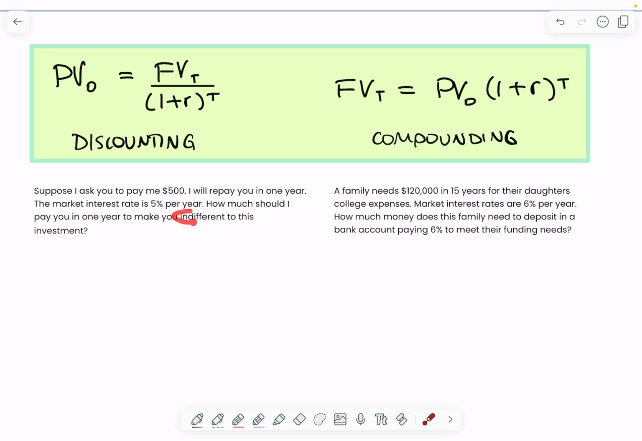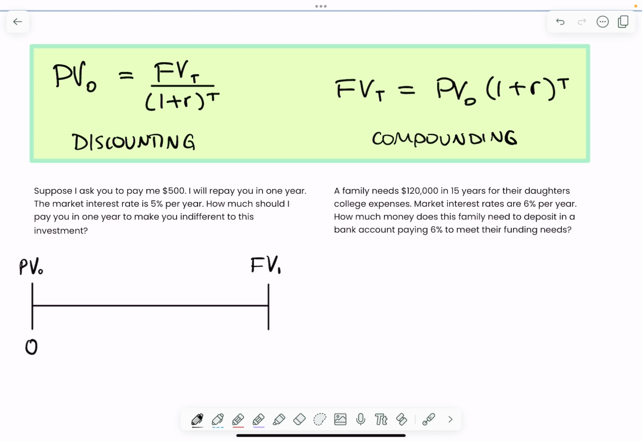Well, first of all, what does indifferent to this investment even mean? It means that you're not gaining or losing money. In other words, the money I'm paying you in the future is worth exactly what you gave me today in the present. So let's draw a timeline. This is the present value of money at time 0. This is the future value of money at time t. So time t is 1 year.